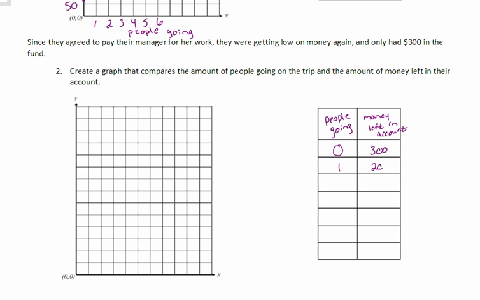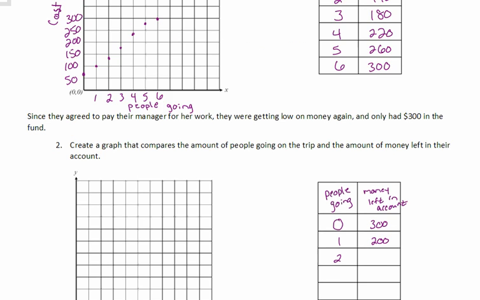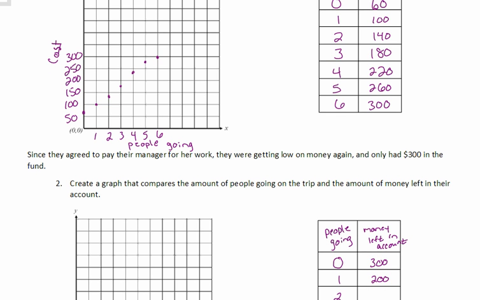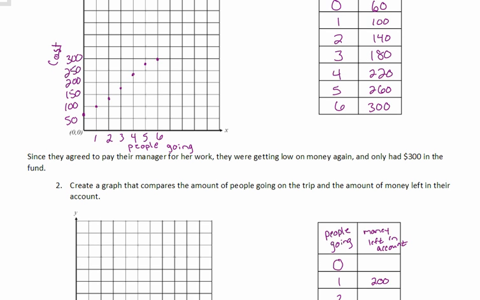So we're down to $200. They have 2 people going. You know what? I think in order to make this linear, I know that this is a real world situation, but we're going to have to say that if nobody's going, we still have to pay for that gas. So they do actually have only $240 in their account because we're going to subtract this. So 300 minus that 60 there is 240.